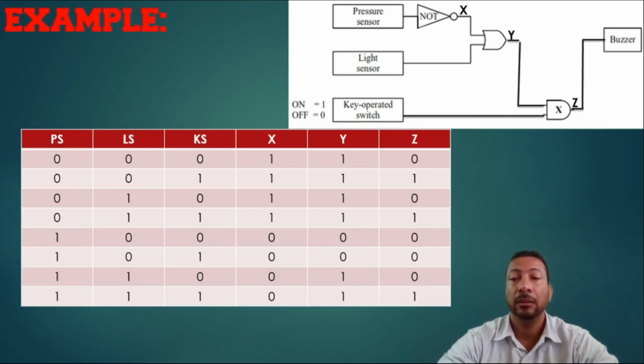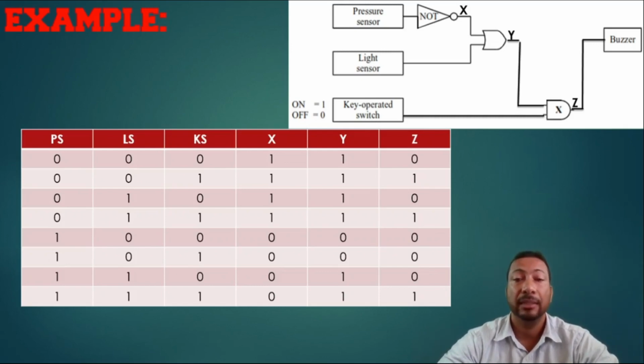Finally, Z, the final output that will tell you if the buzzer is going to ring or not. So its inputs are Y and the key operator switch, key S. It's an AND gate, so we should multiply. So when we look at the columns for KS and for Y, we multiply, we get 0 times 1 is 0, 1 times 1 is 1, and so on and so forth down the line.